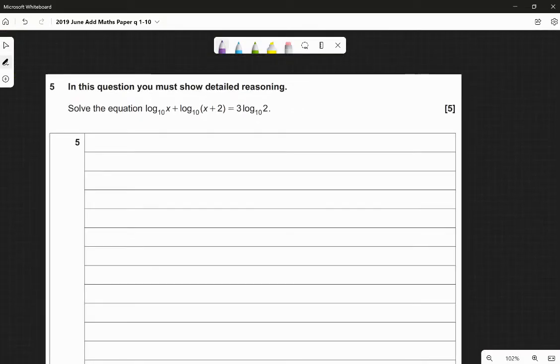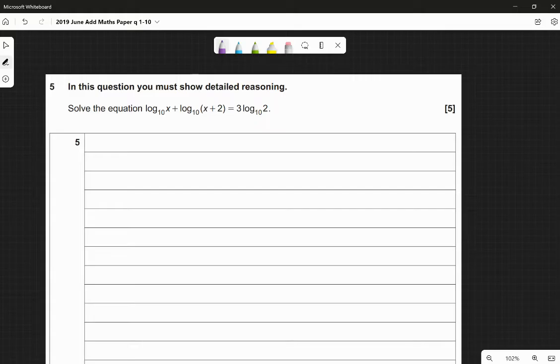Logarithms. So this follows on quite nicely from question 4. And this is all about, you have to solve this question, solve the equation log base 10 of x plus log base 10 of x plus 2 is equal to 3 log base 10 of 2. And we must show detailed reasoning. So we can't just write down x is equal to this because we have a fancy calculator that might be able to solve this type of thing. We need to show the steps in our working to show where we've got our solution from.